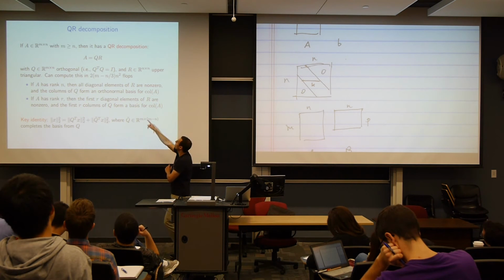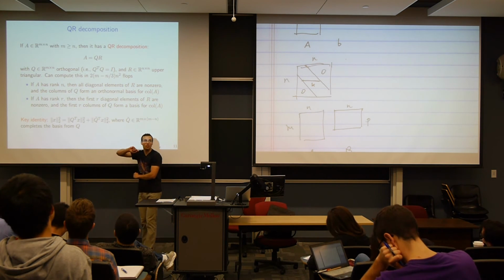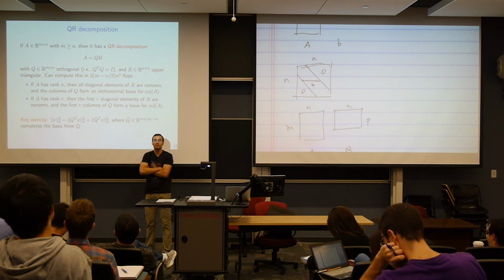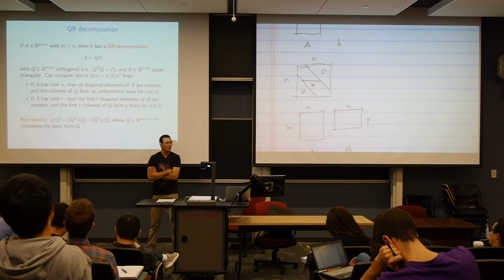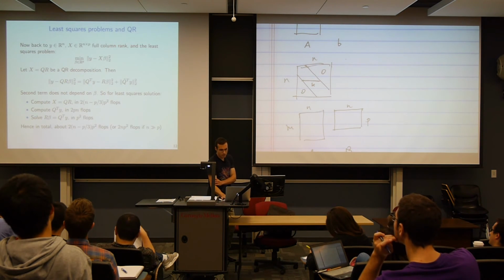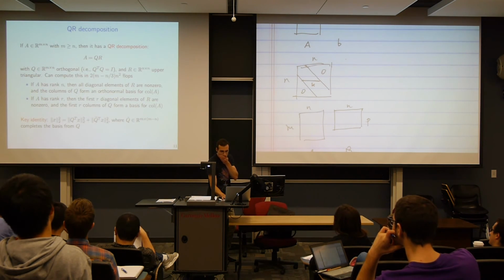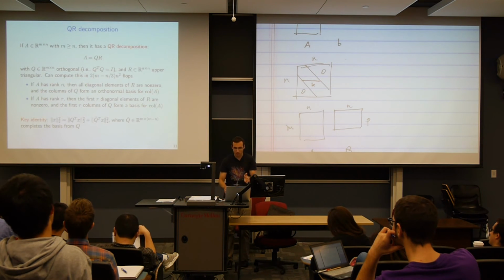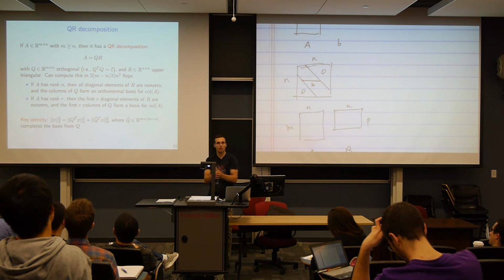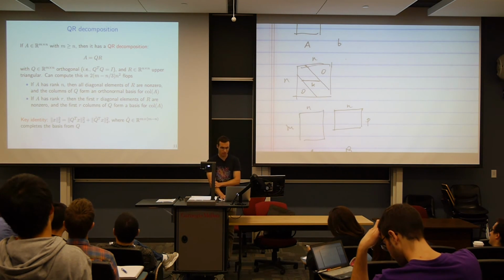And I can compute it again on the order of n cubed flops if A happened to be square. And solving linear systems costs on the order of n squared flops with the QR decomposition. Do I have that here? Why did I not put that on the slide? Maybe I put it on the next slide. So it's roughly the same cost as Choleski to compute, and roughly the same cost to solve linear systems once you have the QR decomposition.